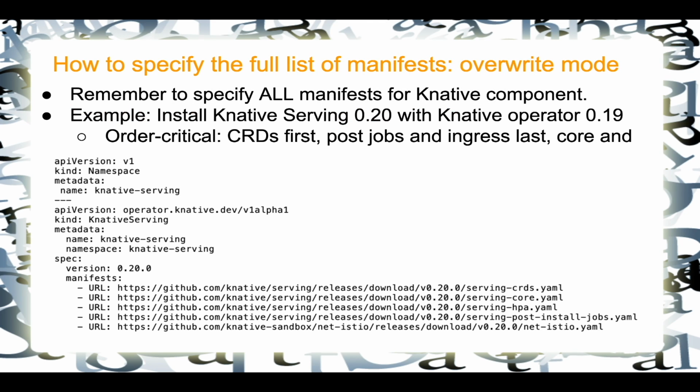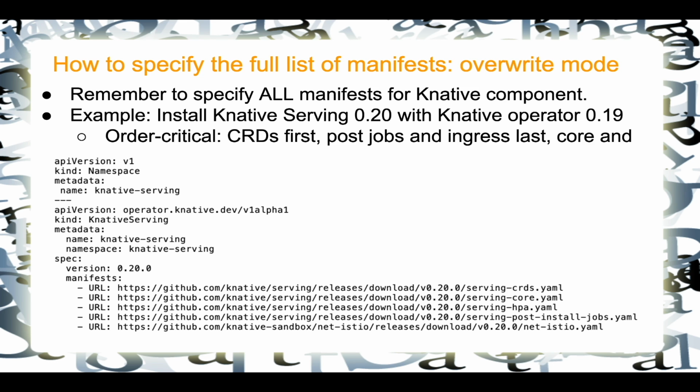Okay, how to specify the full list of manifests? For the override mode, this is an example of how we write the CR. For example, with the Knative Operator 0.19, we want to install something new. We want to install the new release of Knative Serving 0.20, which is not available in the 0.19 operator. So the CR below here is how we can specify them and install the new version.